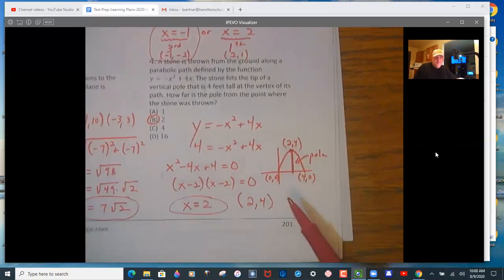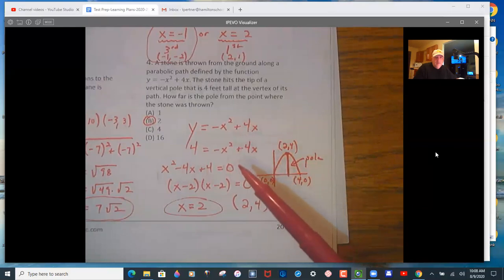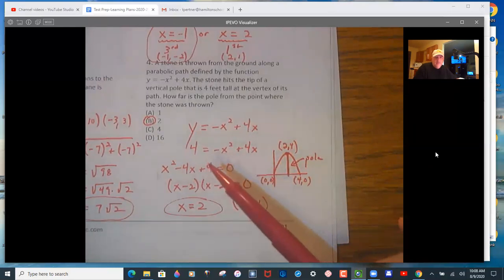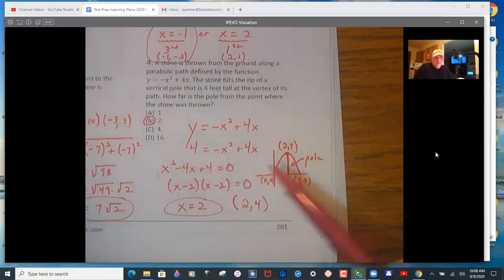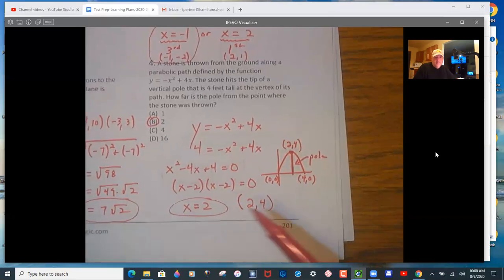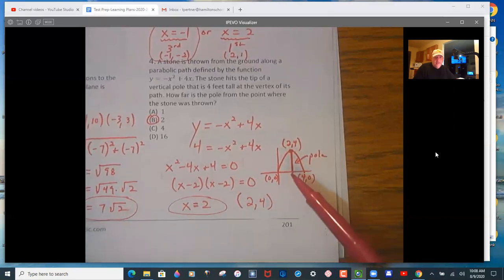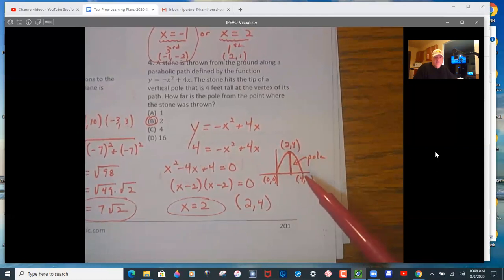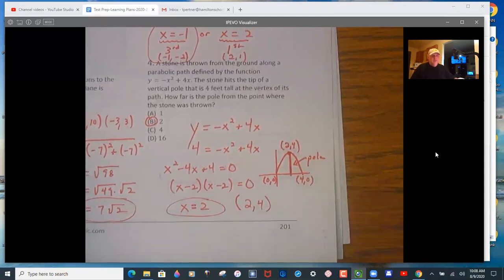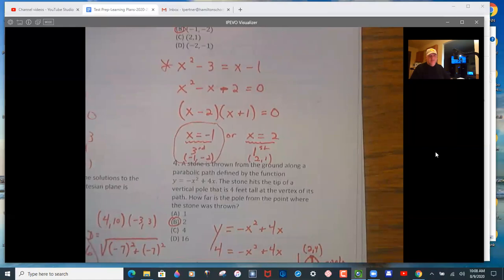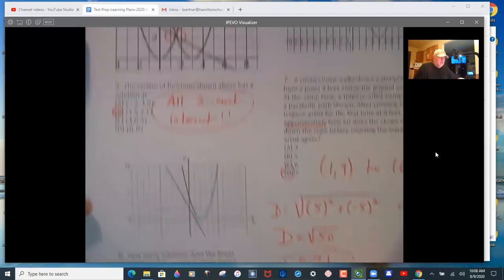Problem 4, you set it equal to 4 because that's the y value of the vertex. Factor it out, you get 2, 4. So x equals 2 at that vertex height, and then it's going to hit the ground at 4 if you're looking for that. So after 2 seconds. So you see the whole bit of setting them equal to each other is very important.